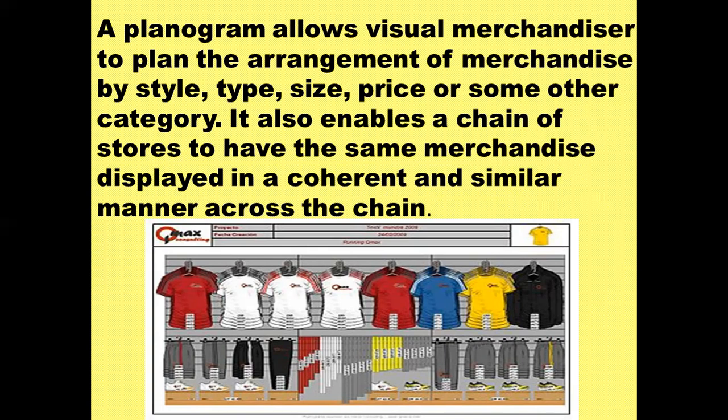So supposing you go to a store of a particular brand in one area of the city, and then you go to another store of the same brand in another part of the city, all the products would be displayed in a similar manner. So it can be arranged by style, type, size, price, or some other category. And this is a kind of a plan that we have for display of merchandise on the shop floor.